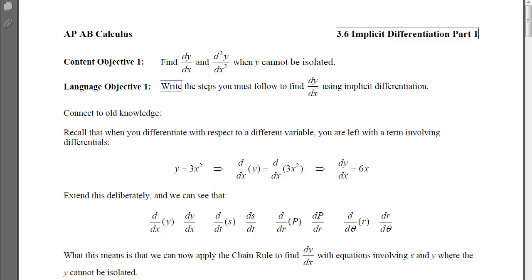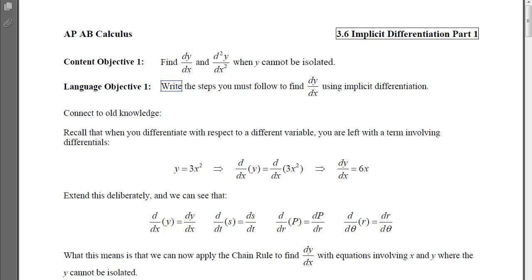This is 3.6 Implicit Differentiation, Part 1. Our first objective is to find dy/dx, or the derivative of y with respect to x, when y cannot be isolated. When we're done, we need to be able to write the steps that you need to follow in order to find the derivative of y with respect to x using implicit differentiation.